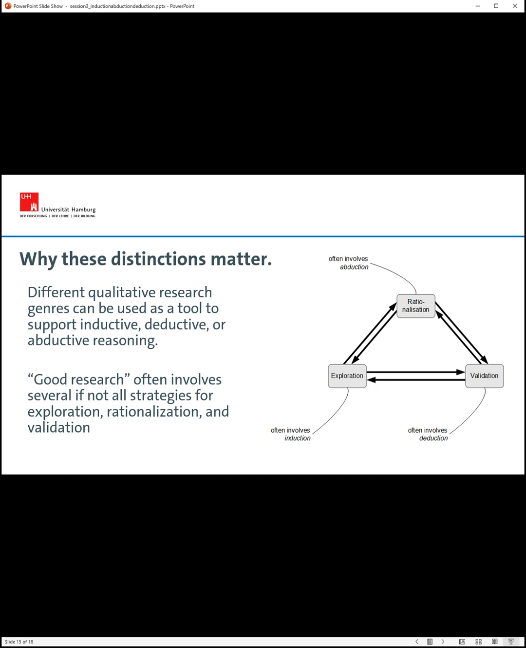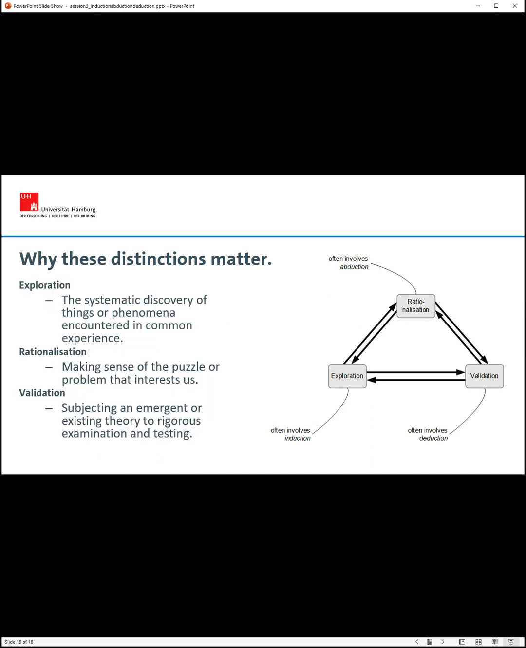What is also very often the case is that when we think of good research, whatever that might mean, we see that very often it involves several, if not all, of these strategies. So we don't have to do only exploration, only induction, only validation. Very often we see studies that combine rationalization and exploration and validation, or even all three of them. So what do we mean here? We mean with exploration the systematic discovery of things or phenomena that are new, that we encounter in common experience that we haven't discovered, or that are new to the world, or that we just haven't studied yet.